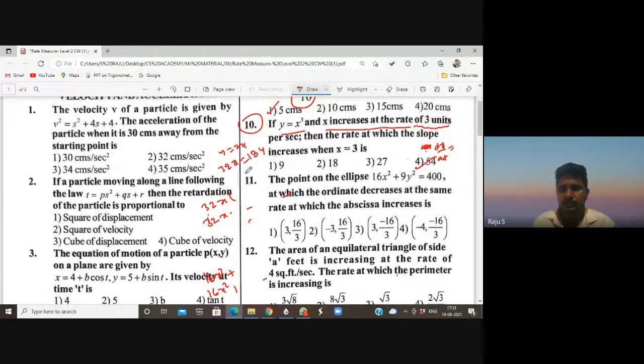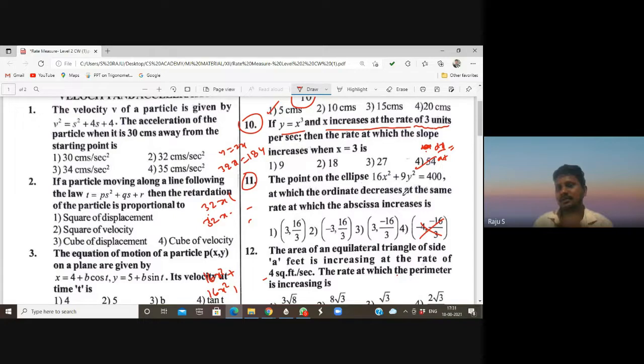See students, question number 11. The point on the ellipse. See students, all the points are satisfying the equation other than the last one, because a square is a square, so it will become positive. The first point lies on the ellipse, second point, third point. All of the points lie on the ellipse. But we need the correct point, like what is the point exactly lying on the given ellipse.